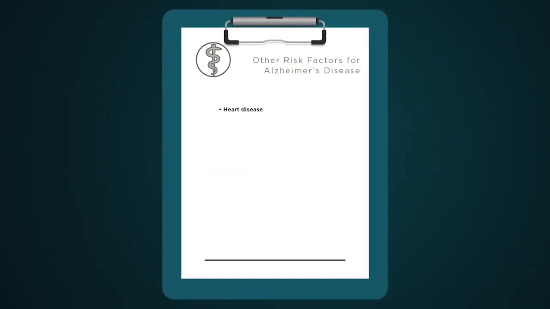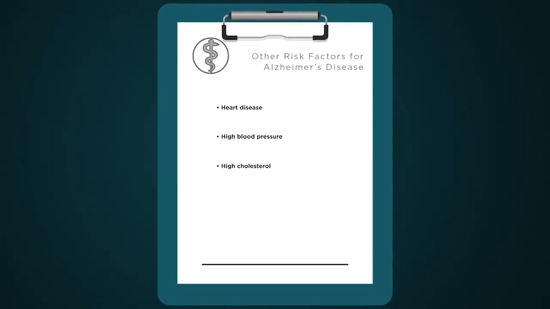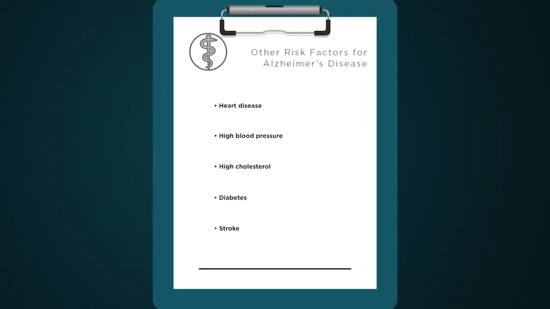Besides genetics, other risk factors associated with Alzheimer's disease include conditions that are known to damage the heart and blood vessels, like heart disease, high blood pressure, high cholesterol, diabetes, and stroke. Individuals with one or more of these conditions are at a higher risk of getting Alzheimer's disease than people who do not have these conditions.